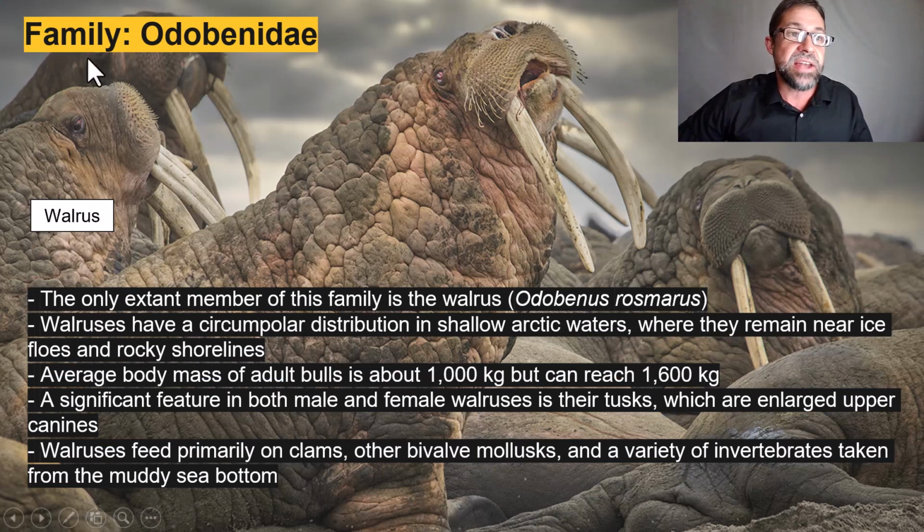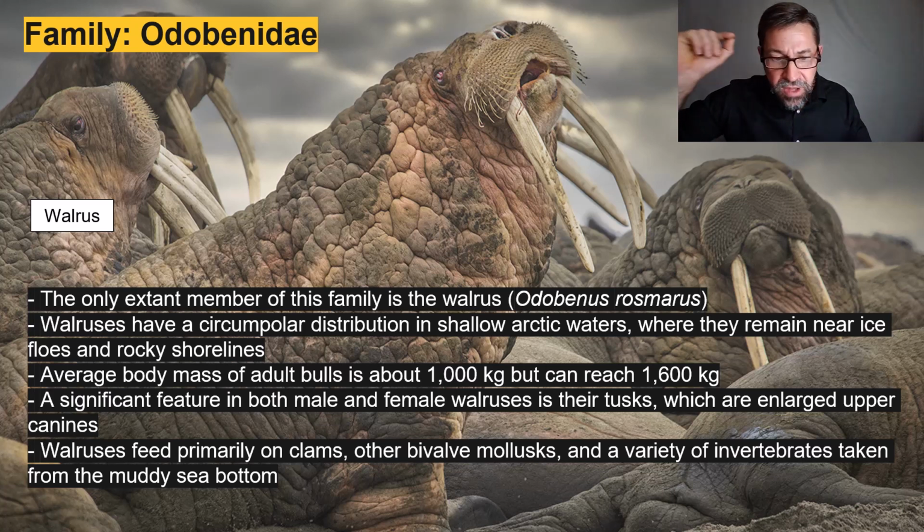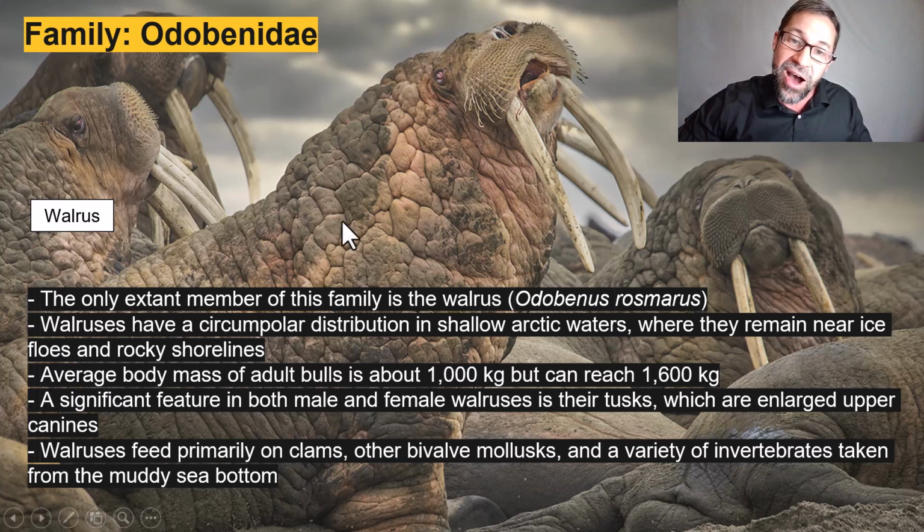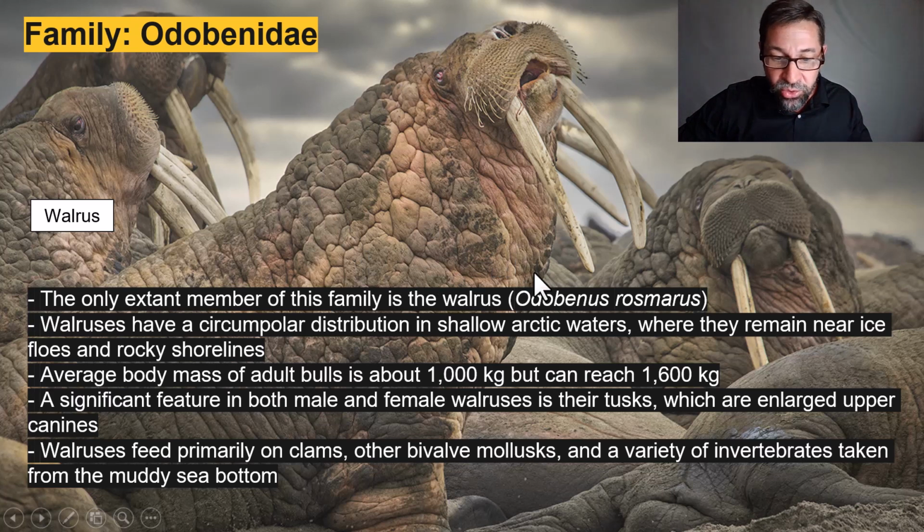The only extant member of the family Odobenidae is the walrus. So walruses have a circumpolar distribution. They live in shallow Arctic waters, where they remain near ice floes and rocky shorelines. They're not really deep divers, although they can. Average body mass of an adult bull walrus is about 1,000 kilograms, although they can reach 1,600 kilograms, which is over 3,500 pounds, the big bulls.